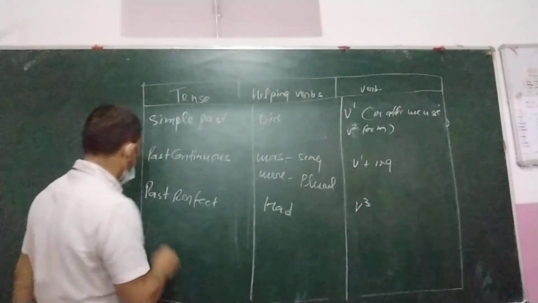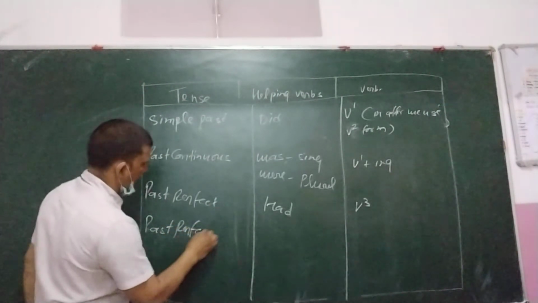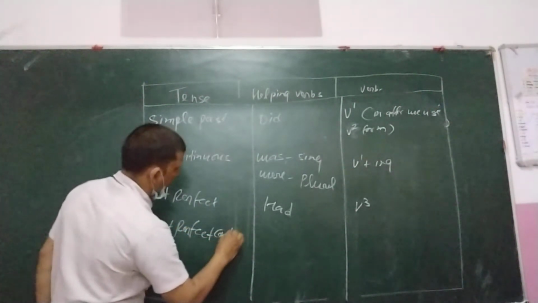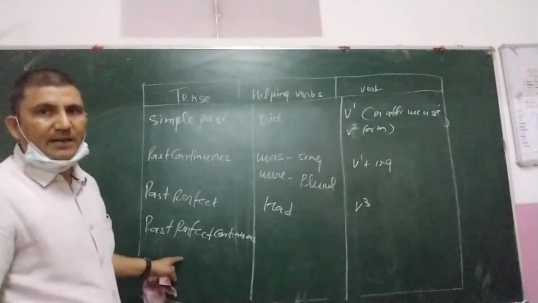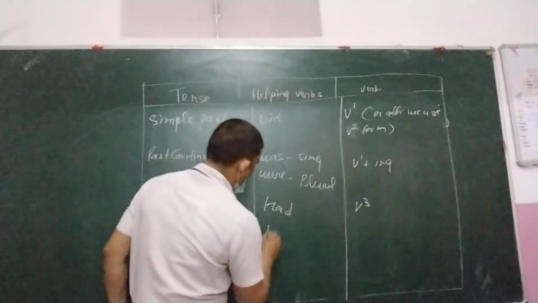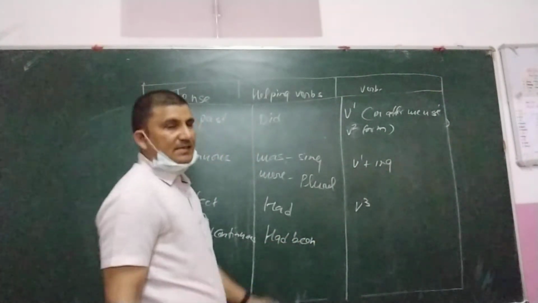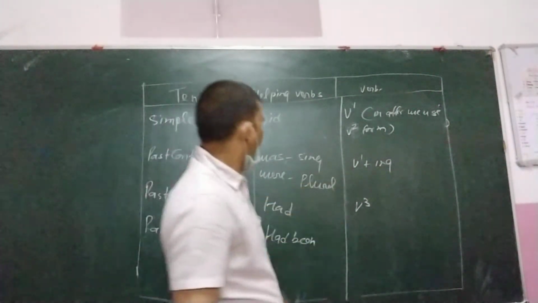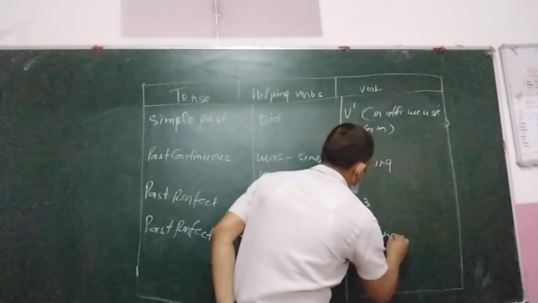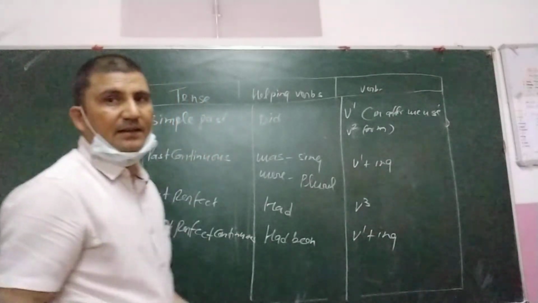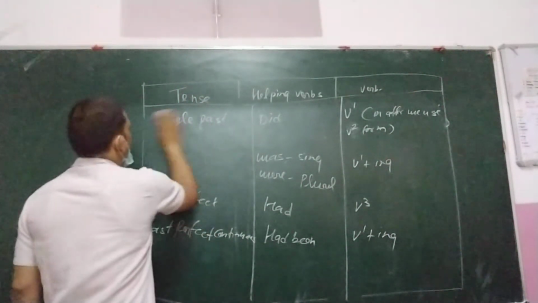Now past perfect continuous. In past perfect continuous, the helping verb is had been. Similar to this, as in continuous, verb first form plus ing form. Okay. Now it's time for future tense.